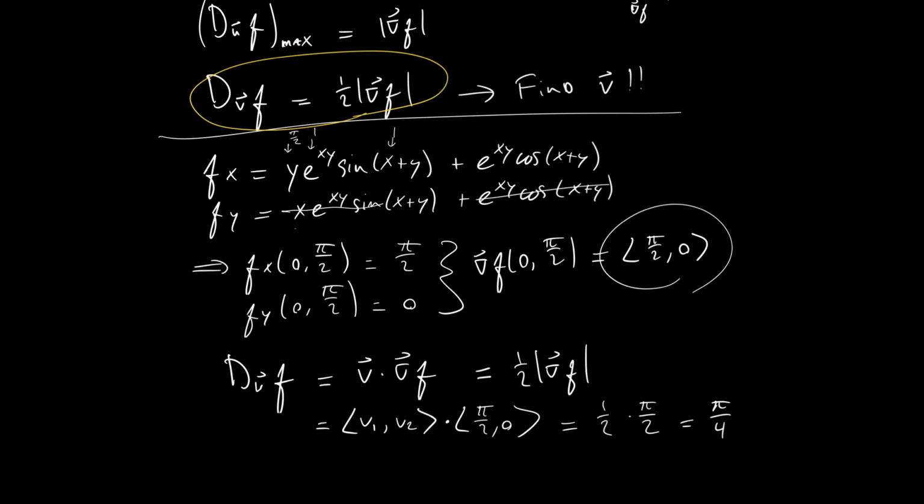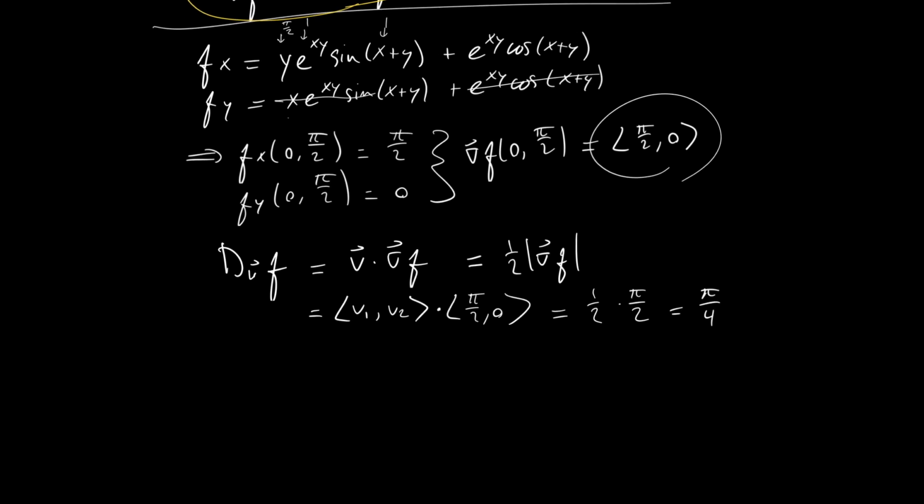All right. So now let's work out that dot product. So that's going to be v1 times pi over 2 plus v2 times 0, and that has to be equal to pi over 4, from which we conclude that v1 has to be a half, right?